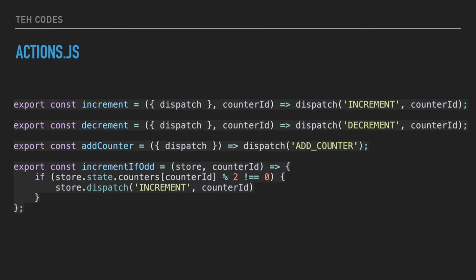Now, increment if odd. I've shown that you can just take the store in, and then if you want to, for example, only dispatch something if the state meets a particular condition. Here I'm saying if the particular counter is odd, then dispatch this increment mutation, and if it's even, don't do that. Now, this is in these actions. This is where your async work, this fetching, sending off multiple dispatches, would happen.